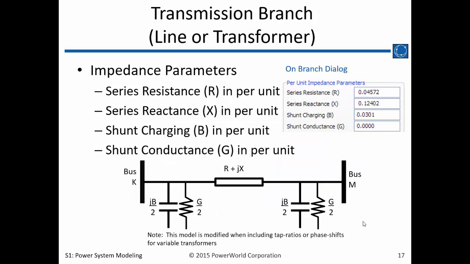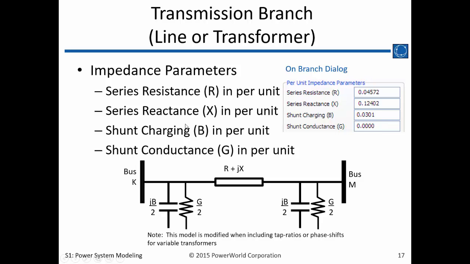So now let's talk about the model of a transmission line or a branch, and this is true for a line or a transformer. The impedance parameters that are provided are the series resistance and reactance in per unit, and also the shunt charging and shunt conductance, B and G values in per unit. So Simulator will expect you to input these values calculated as per unit values when you put in the data.